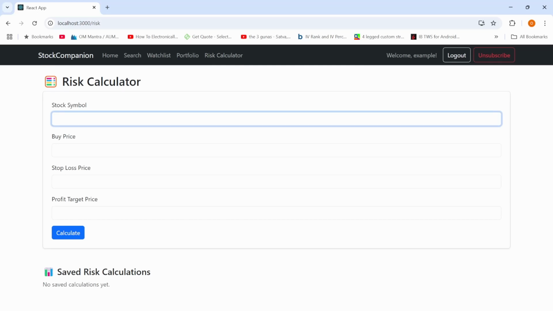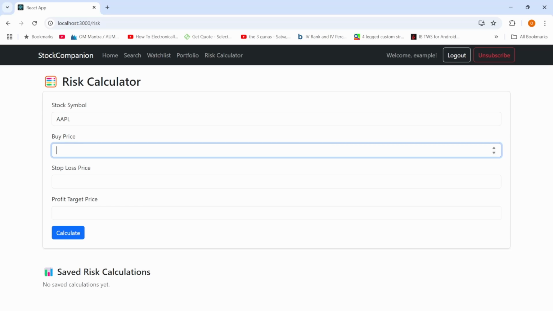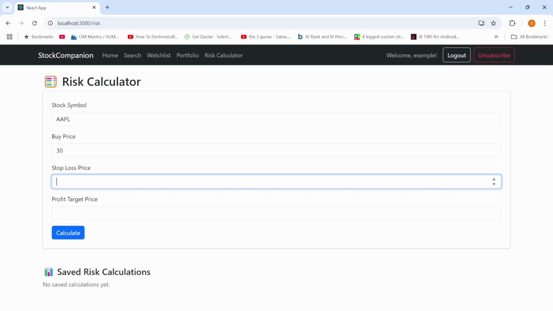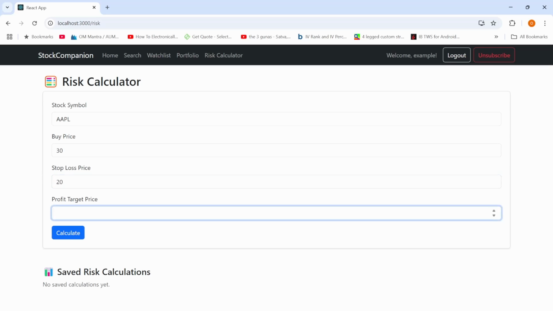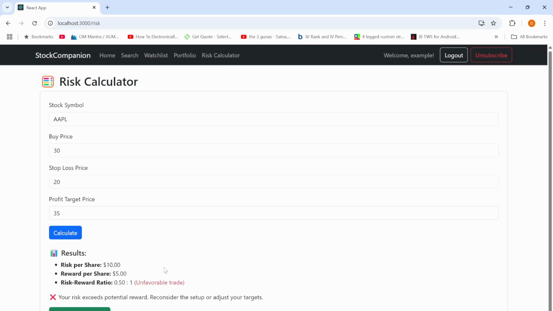bringing us to the final part, which is risk management. This is where we track or practice how to manage risk. So let's use Apple. Let's say we have a buy price around $30. We need a stop loss, so if it goes below a certain price, we exit the trade. Let's do a $10 stop loss, and we aim for a profit target around $35, right? So a $5 profit target.